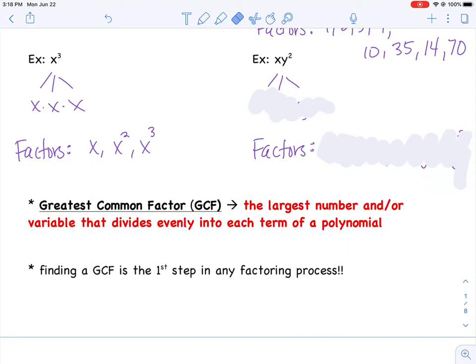Look at this one, it has two different variables. It has an x and a y squared. So if I want to break that down into the prime factors, I can say that there's an x and there's two y's, or I can say y times y. That means the factors are all of the products of any of those prime factors. So x by itself, y by itself, an x times a y, an x times a y squared, or a y times a y, or a y squared. Those are all the factors of x y squared.